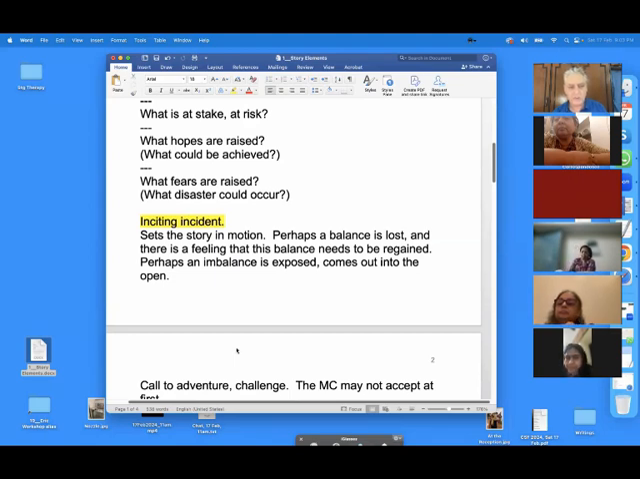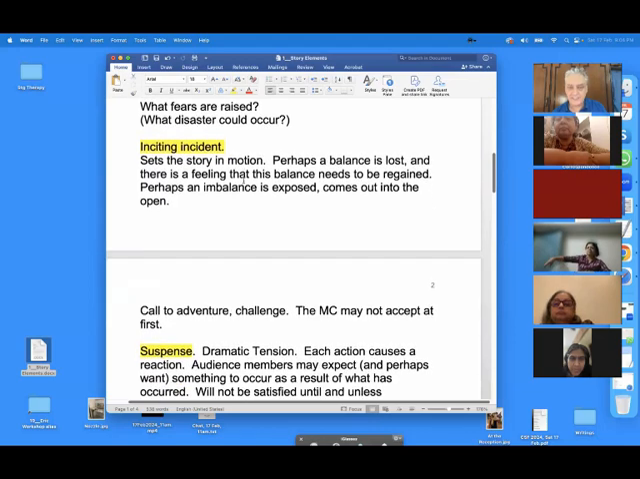What are we hoping for? What is being hoped for? What is being feared? What is in play in this story? Very similar to the hook, or following the hook, is the inciting incident.